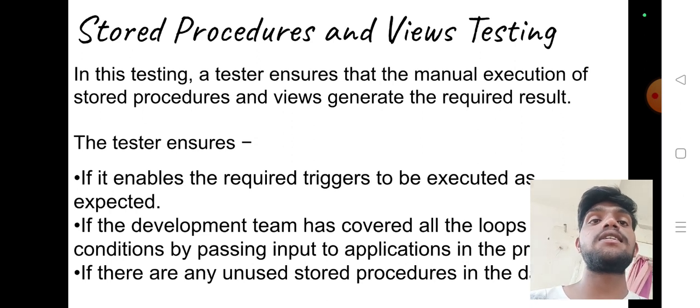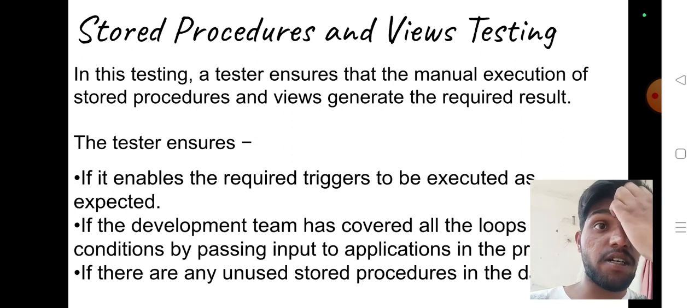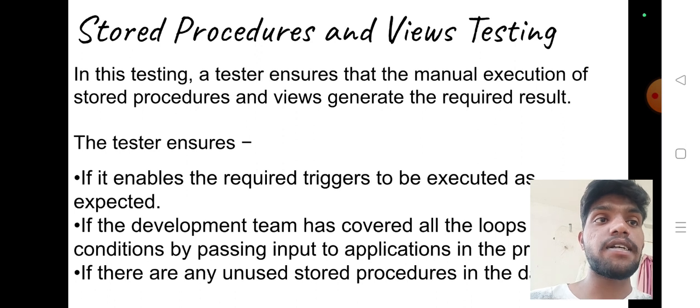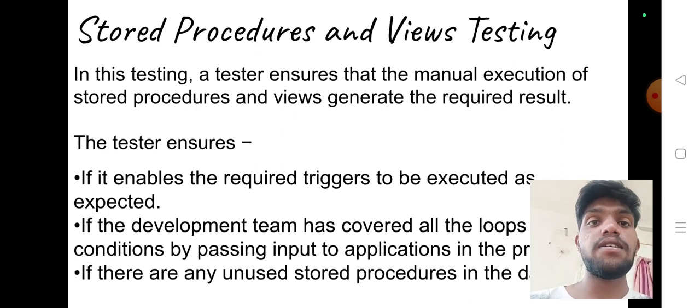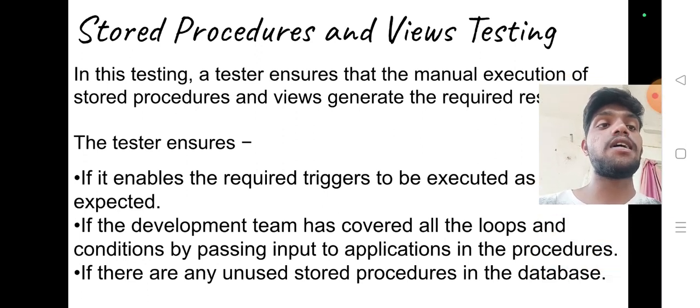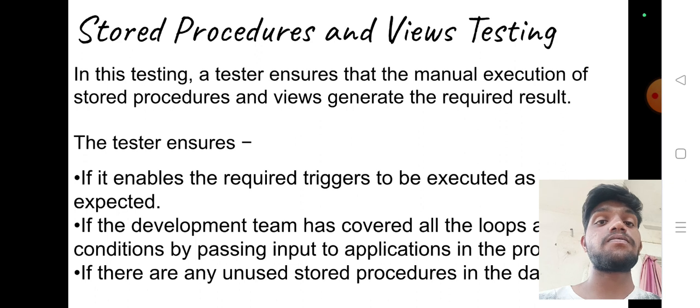Stored procedures and views testing. In this testing, the tester ensures that the manual execution of stored procedures and views generates the required result. The tester ensures that it enables the required triggers to be executed as expected. The tester checks if the development team has covered all the loop conditions by passing input to the application in the procedures, and whether there are any unused stored procedures in the database.